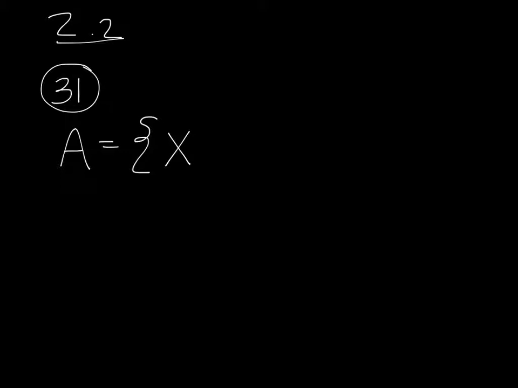So again, set builder notation, but this is still section 2.2. This is number 31 in 2.2. I'm given two sets. Set A, in set builder notation: x, all numbers such that the numbers belong to the natural numbers. That "and" is very important.